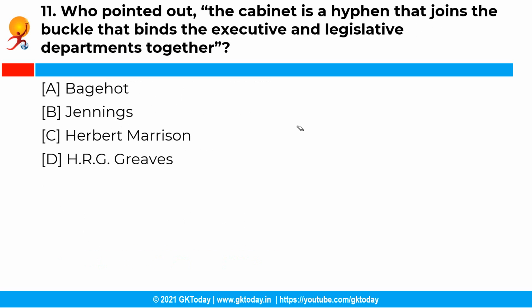The next question is, who pointed out the cabinet is a hyphen that joins the buckle that binds the executive and the legislative departments together? So you have the following options and the correct answer is option A, that is Bagehot. See, it was Bagehot who pointed out that the cabinet is a hyphen that joins the buckle that binds the executive and legislative departments together. Bagehot was a British journalist and he wrote extensively on governments and economies.